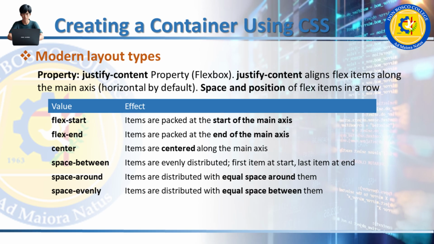Using space between distributes the items evenly, with the first item at the start and the last item at the end, whereas space around distributes the items with equal space around them. The space evenly value distributes the items with equal space between them.